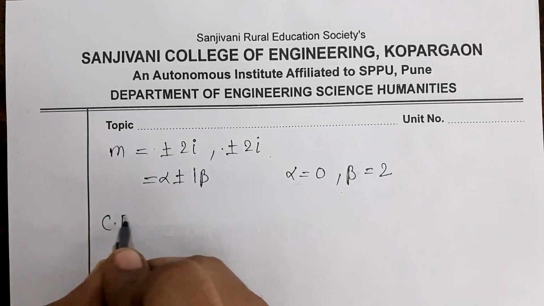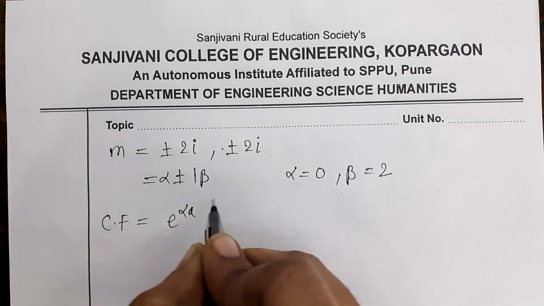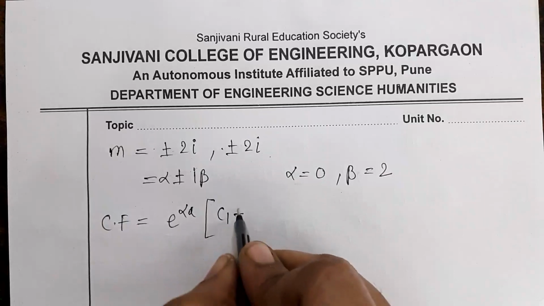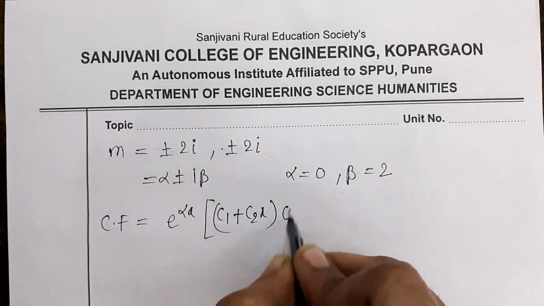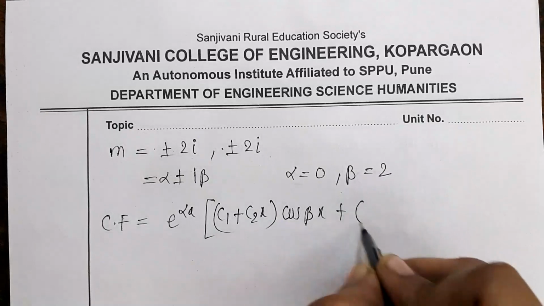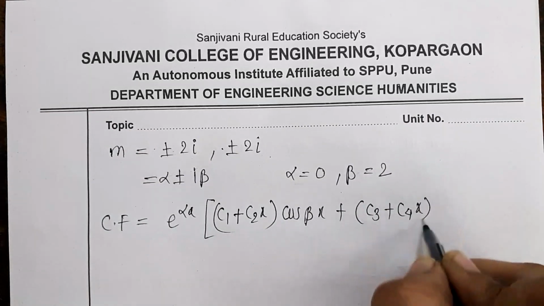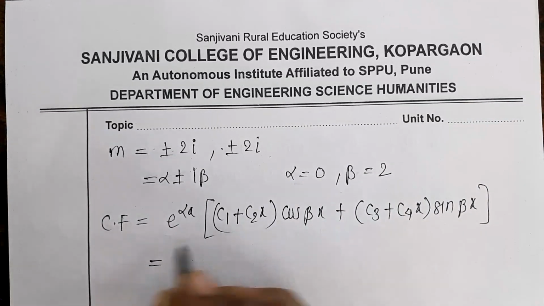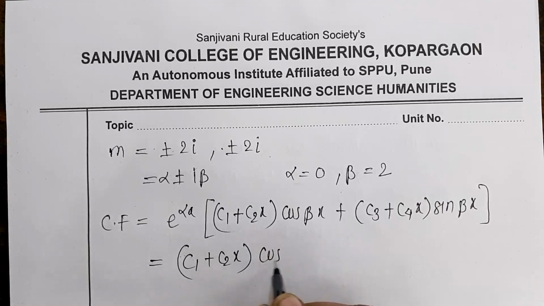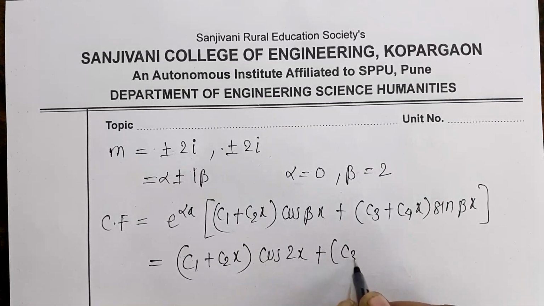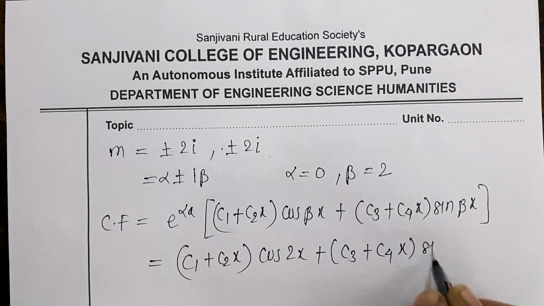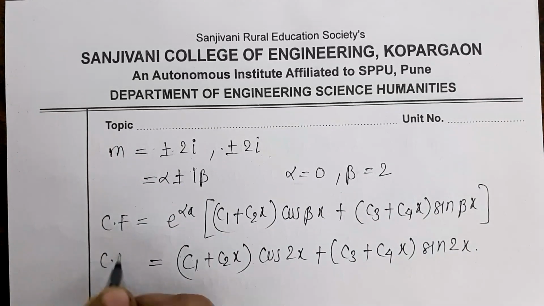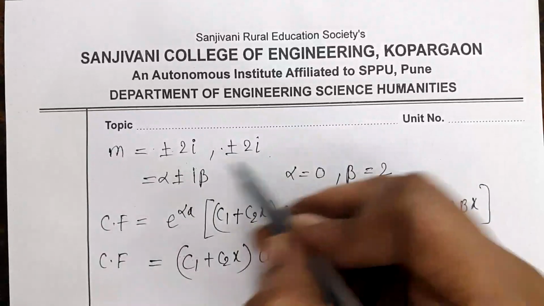So CF can be written as e to the power alpha x (C1 plus C2x) multiplied by cos of beta x plus (C3 plus C4x) multiplied by sine of beta x, since only two pairs are the same. Alpha is 0, so e to the power 0 is 1. So C1 plus C2x multiplied by cos 2x plus C3 plus C4x multiplied by sine 2x. So this is the CF if the roots are imaginary and the same.